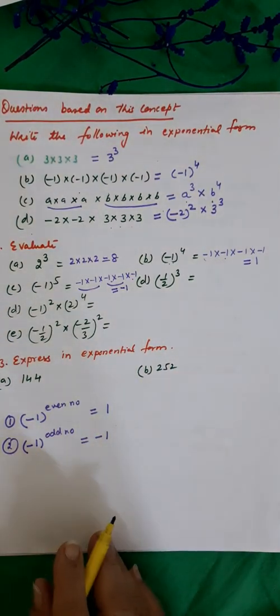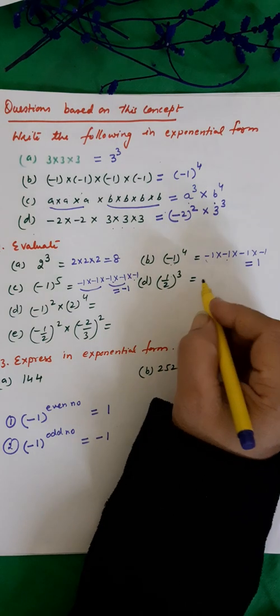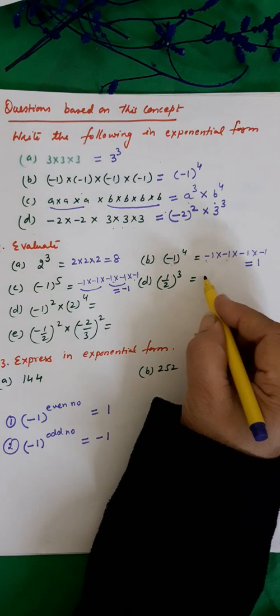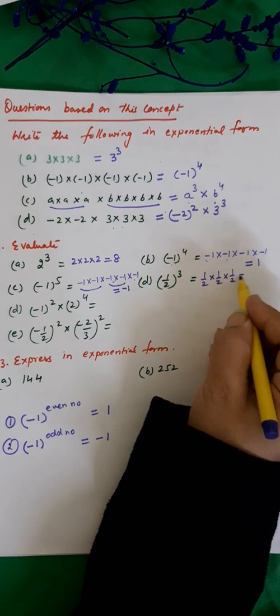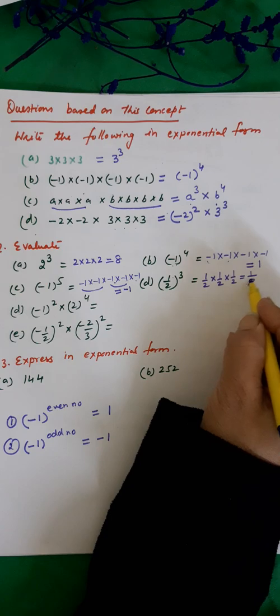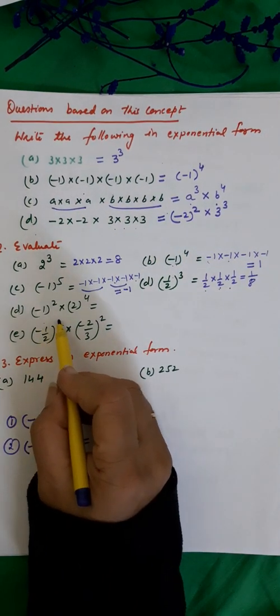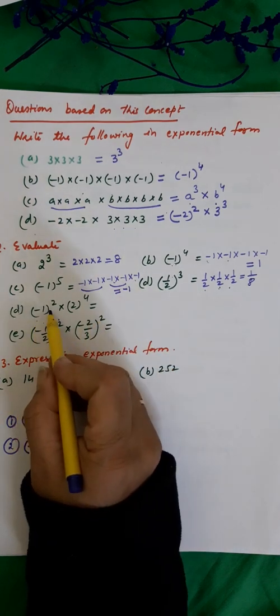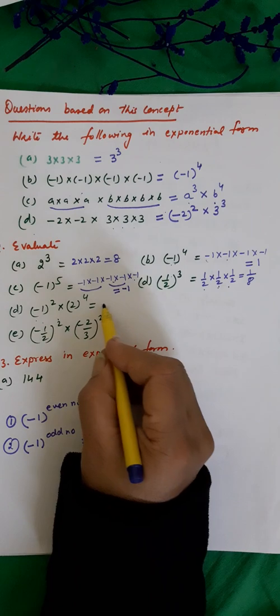Okay, so don't forget. Next, now I have 1 upon 2 raised to the power 3. So this would be what? 1 upon 2 into 1 upon 2 into 1 upon 2. That gives me 1 upon 8. 2 2s are 4, 4 2s are 8. Now here minus 1 raised to the power 2. That means what? 1.